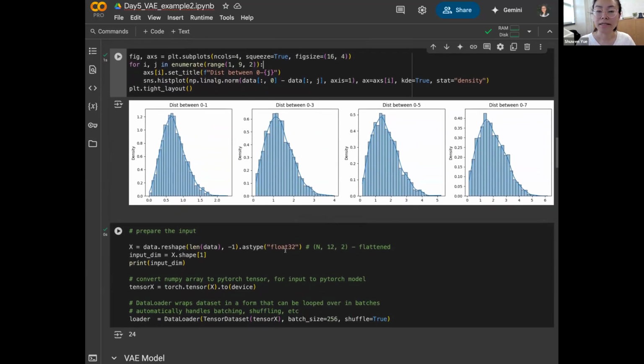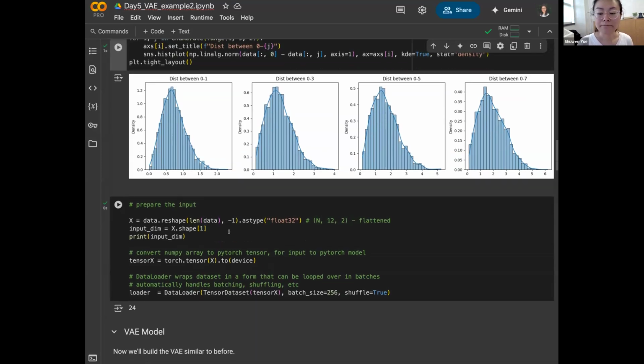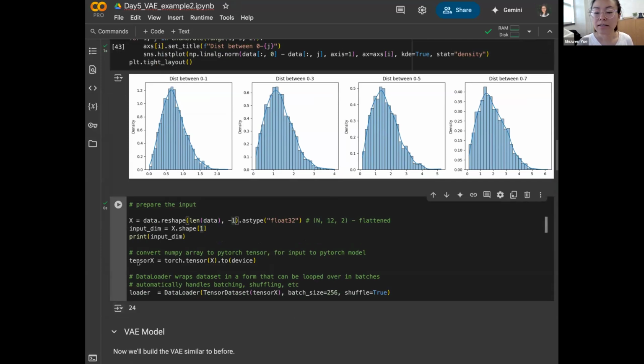Okay, so in dealing with that data set, we are simply just flattening it. So it was n by 12 by 2. We're going to flatten it into 24, so a single 24 vector to feed into the VAE. And the rest of it is going to be very similar to what we did with our other VAE with the synthetic data set, because it's a vector of 24, vector of 32 as before, except this is now a continuous data set. So if we run this, you can see 24 dimensions.